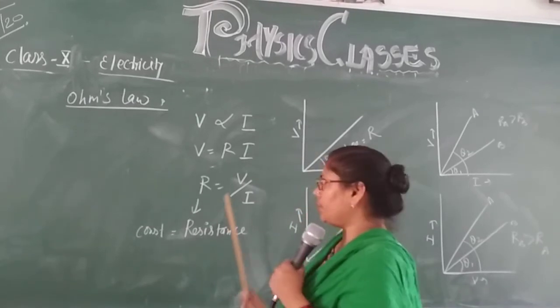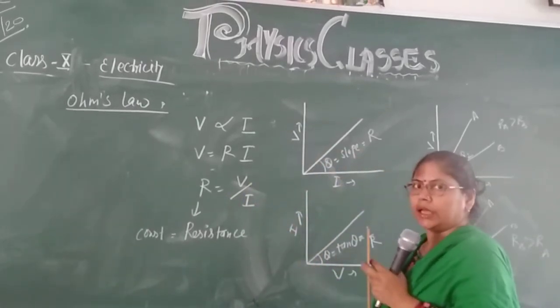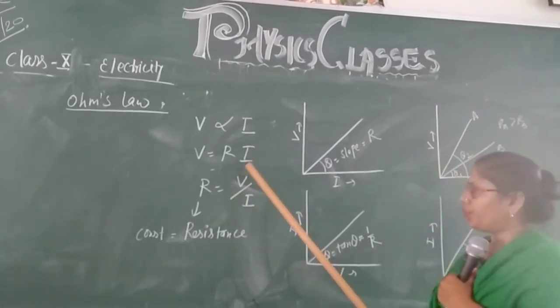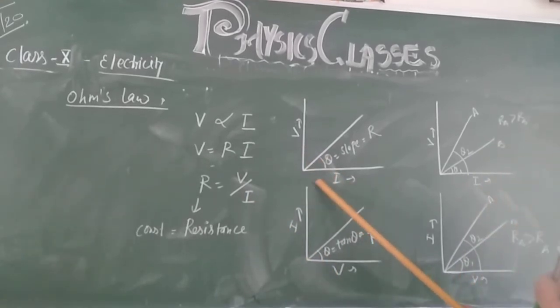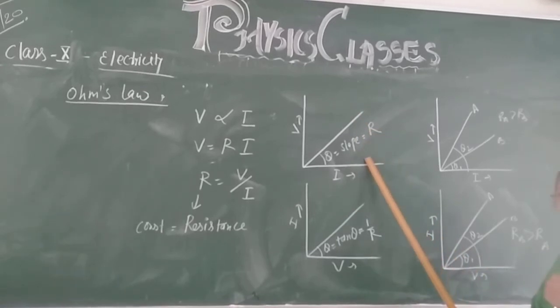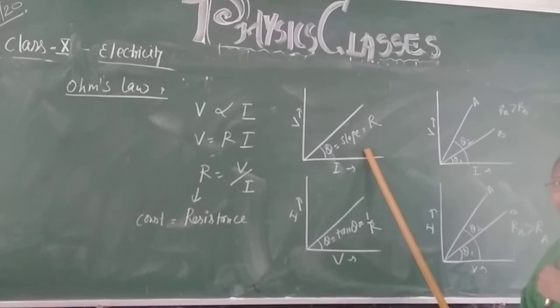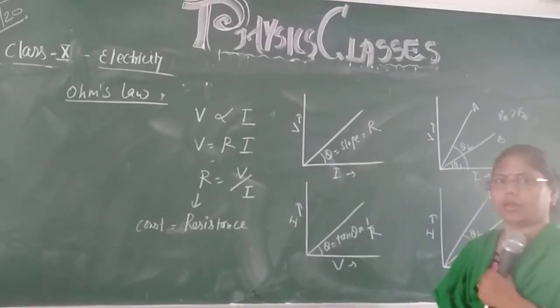In Ohm's law, R is equal to V upon I, which means if you plot a graph between potential difference and current, V versus I, then this is a straight line. All graphs in which the V and I graph is a straight line are known as ohmic circuits. All metals follow Ohm's law. All metals are ohmic.